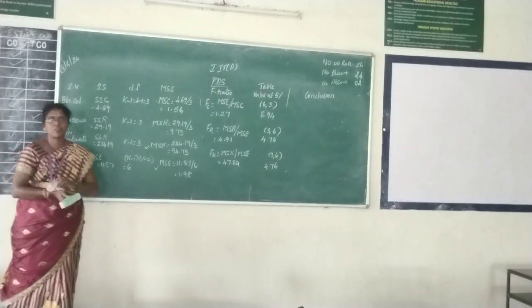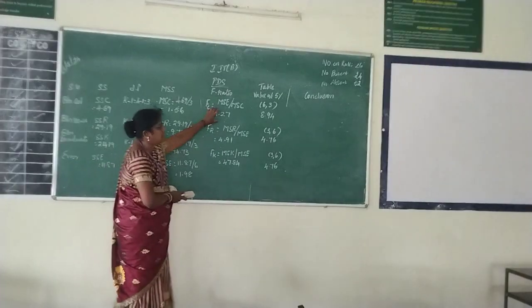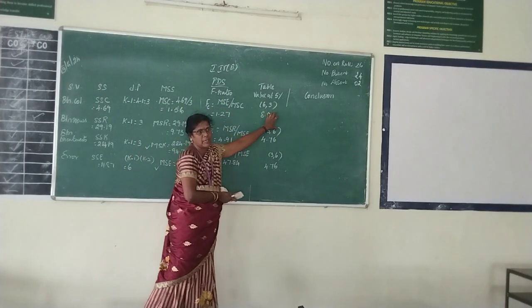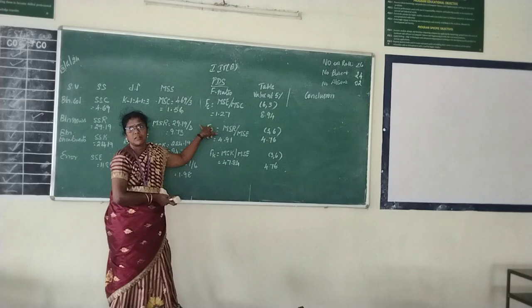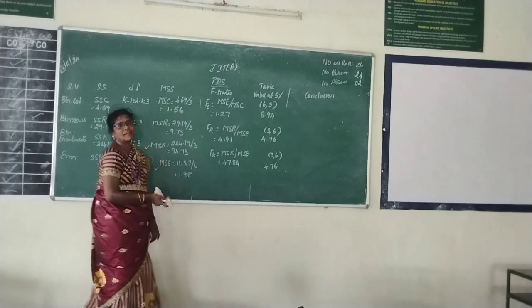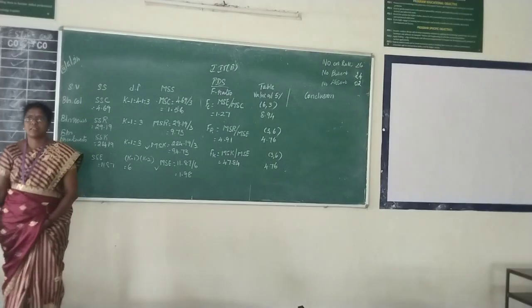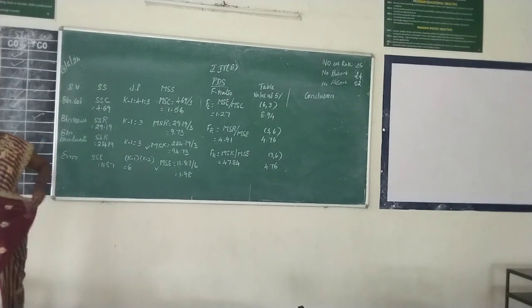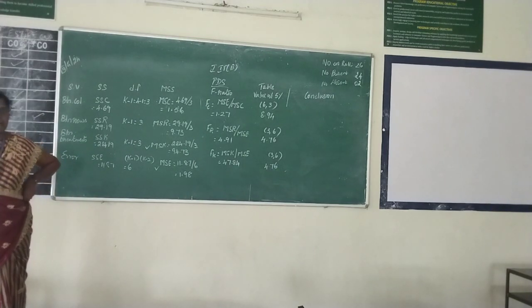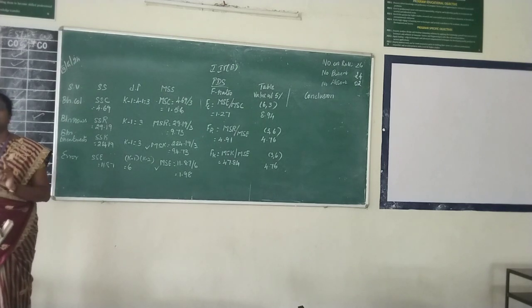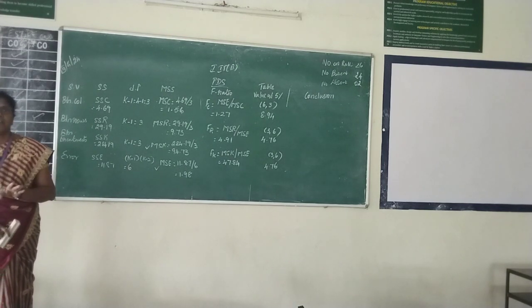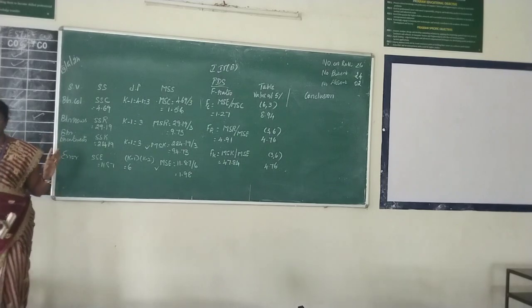Should we go for conclusion? So this is your calculated value and this is your calculated value. Now compare column, accept or reject? Accept. The calculated value is lesser or greater? Lesser. So accept or reject? Accept. So for column you are going to accept.